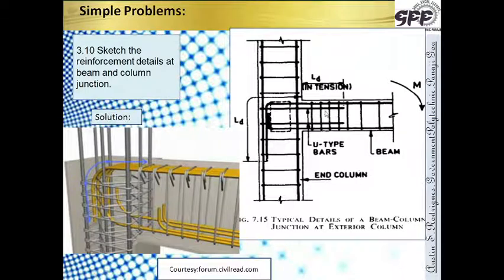Some bars have been provided as horizontal U type bars. Now the LD in tension is this distance from here to here. The LD in tension has to be provided over there. So that's the typical detail of a beam column junction at an exterior column. Now this comes from SP34. This is directly taken from SP34.